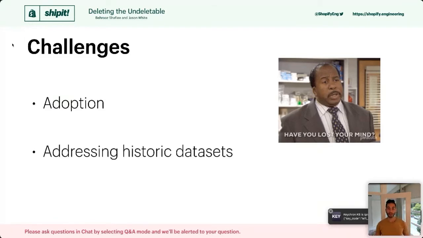And next was addressing historic data sets. This infrastructure would solve our problem moving forward, because it will only work on newer events that were coming in, but we were still sitting on petabytes of information in historic sets that needed to be processed.